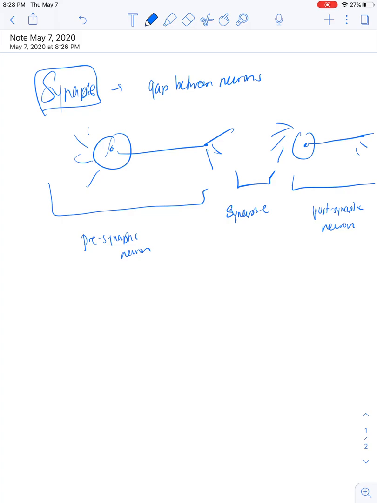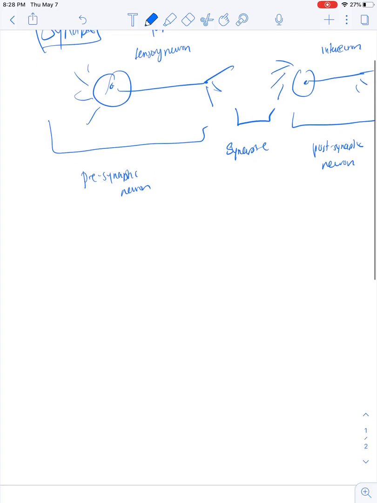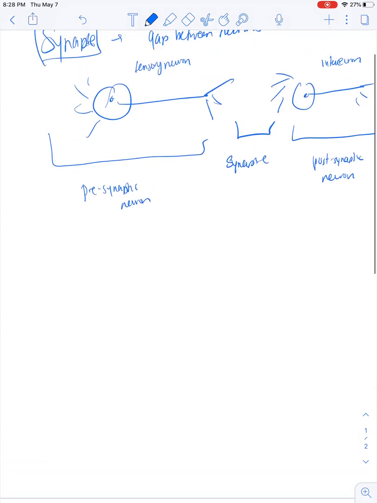So you could say the presynaptic neuron is a sensory neuron, which means the postsynaptic neuron would be an interneuron. It's the neuron that comes after, right? So remember, it always goes sensory, inter, motor. Okay, so the gap between two neurons is called a synapse.